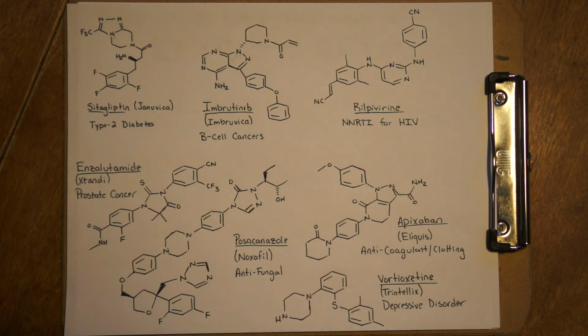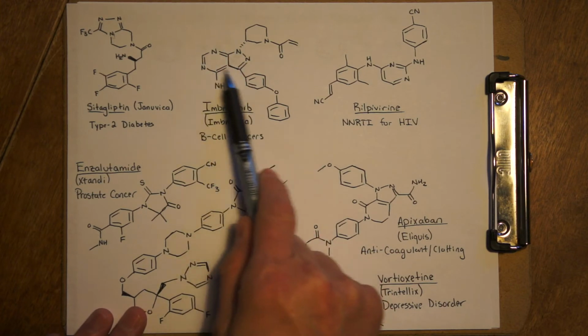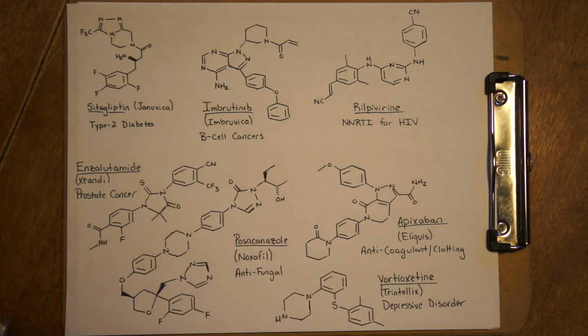So if you paused the video and you counted, you should have come up with 20 total aromatic groups. This here would just count as one aromatic group because it's a fused bicyclic system, so we just count that as one aromatic group. And then 14 substituted benzene rings can be seen here.